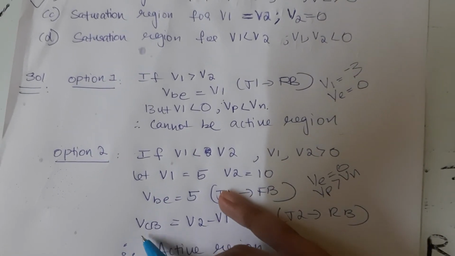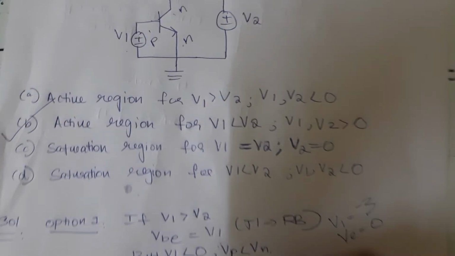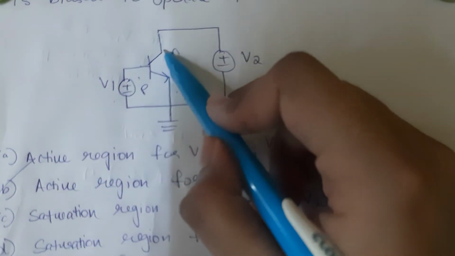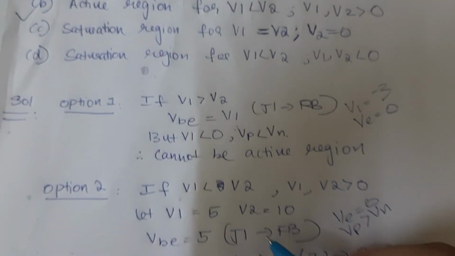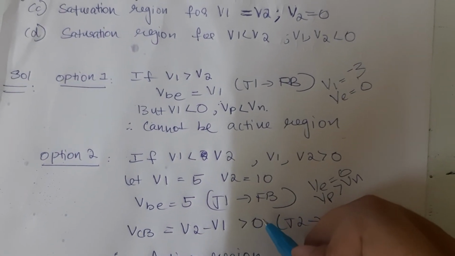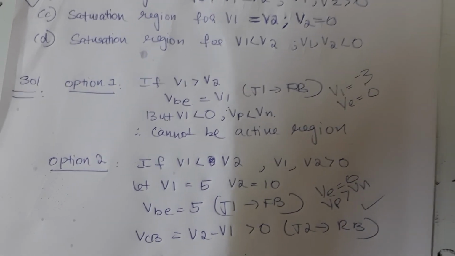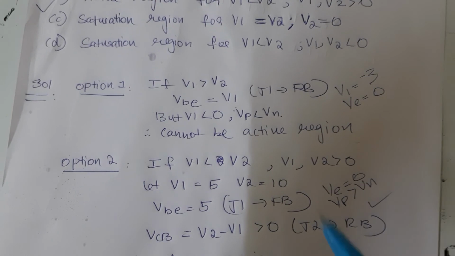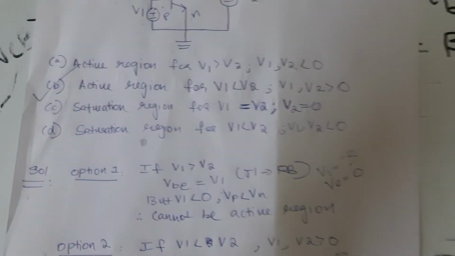Now let's calculate VCB. VCB is nothing but V2 minus V1, as V2 is the collector voltage and V1 is the base voltage. So 10 minus 5 is 5, which is greater than 0. This shows that junction 2 is in reverse bias. So both our criteria are getting satisfied. So option B is the answer.